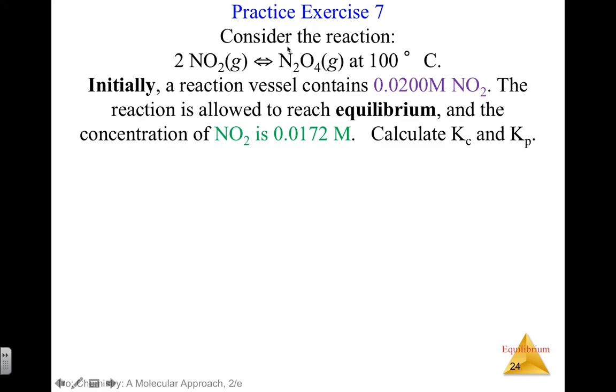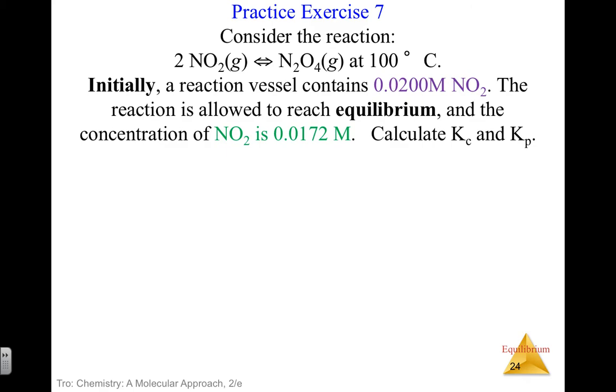So practice exercise 7. Consider the reaction, and this might not be a practice exercise in your study guide. I think it might be missing accidentally. If that's the case, just write it on a blank piece of paper or your lecture notes. Consider the reaction: 2NO2 gas in equilibrium with N2O4 gas at 100 degrees Celsius. Initially, so that I in ice stands for initial, a reaction vessel contains 0.0200 molar NO2. Again, gases we can talk about in terms of molarity. They've got moles, they've got liters, therefore they have molarity. The reaction is allowed to reach equilibrium, and the concentration of NO2 is 0.0172. So ice: I is initial, E is equilibrium. Calculate Kc and Kp. By looking at the problem, I'm given concentration in terms of molarity, so I'll first calculate Kc, and then I'll use my equation that relates Kc and Kp and do that second.